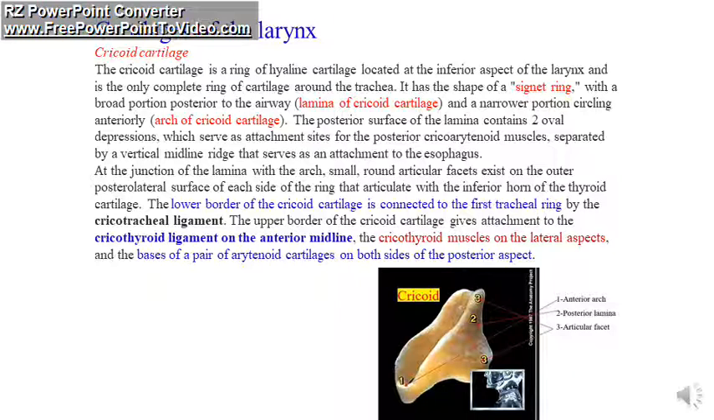If you look here, the lower border of the cricoid, you see, is connected to the first tracheal ring, from this area. The upper border of the cricoid cartilage gives attachment to the cricothyroid ligament on the anterior midline, the cricothyroid muscle on the lateral aspect, and the bases of the pair of arytenoid cartilages on both sides of the posterior aspect here.